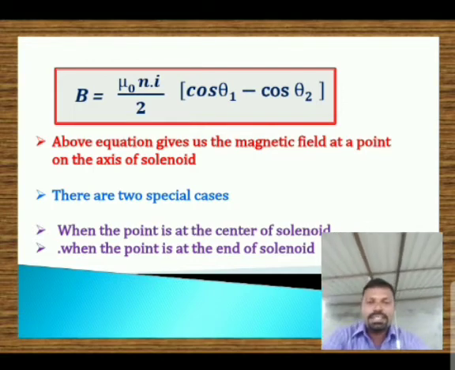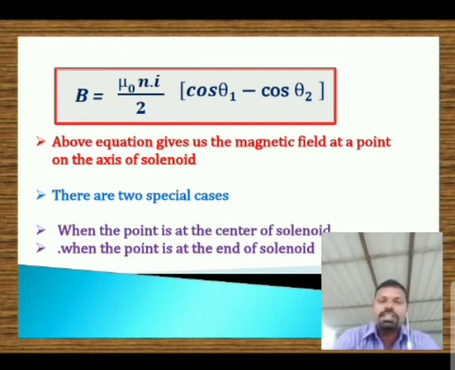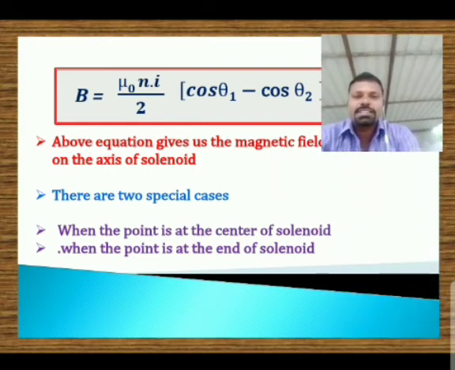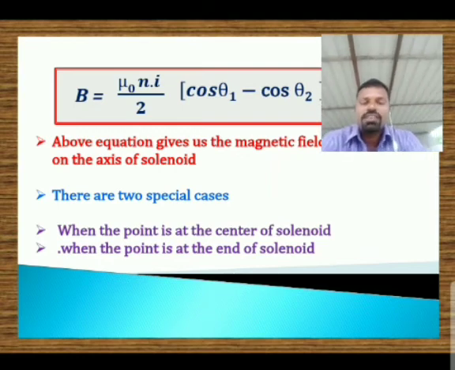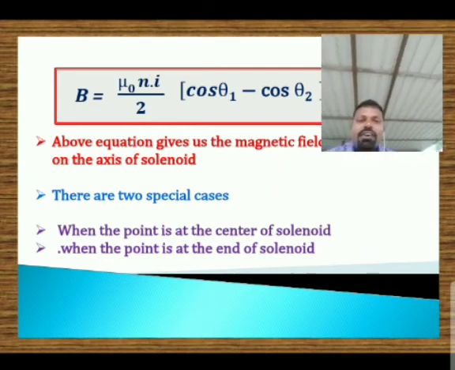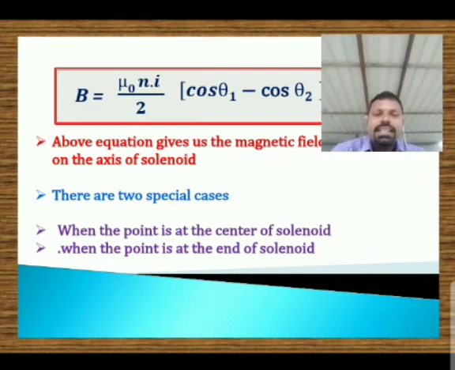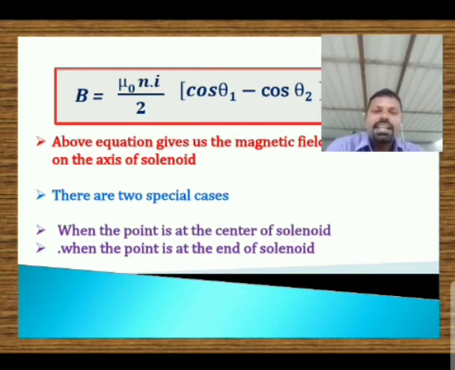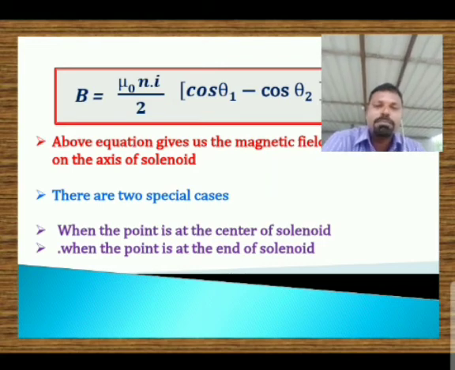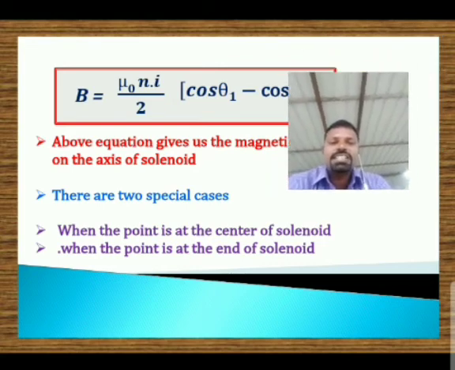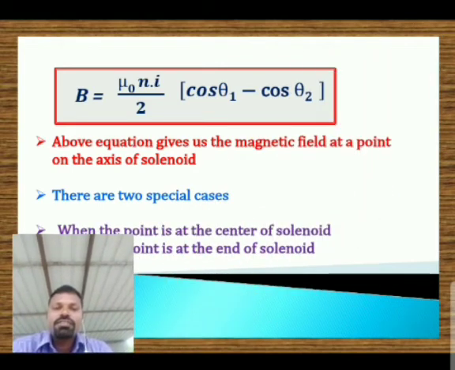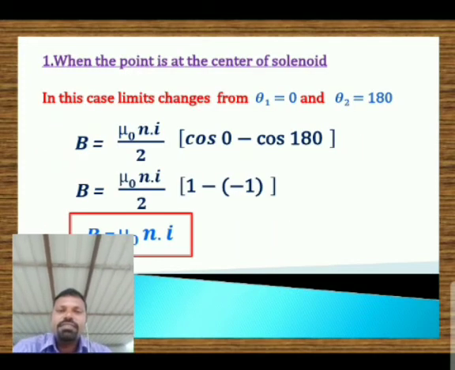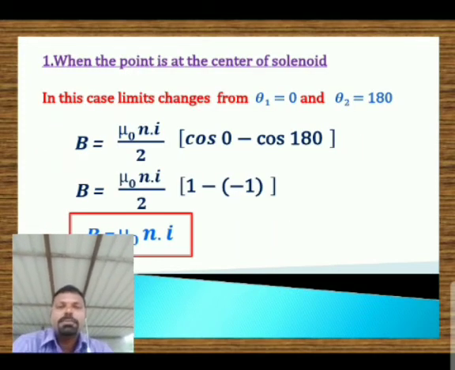Now there are two special cases to find out the magnetic field. What are those special cases? Simply, the first case is, let us suppose our point of observation P is at the center of the solenoid. The second case is, let us suppose our point of observation P is at the end of the solenoid. Now we will see the first case, if the point of observation P is at the center of the solenoid.